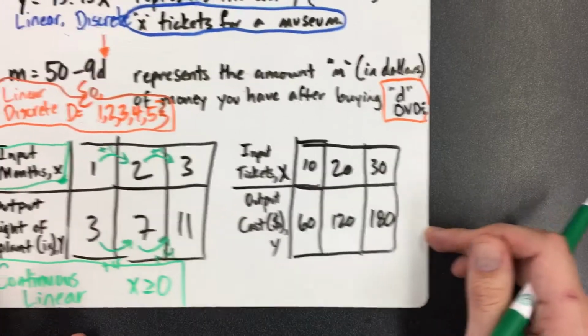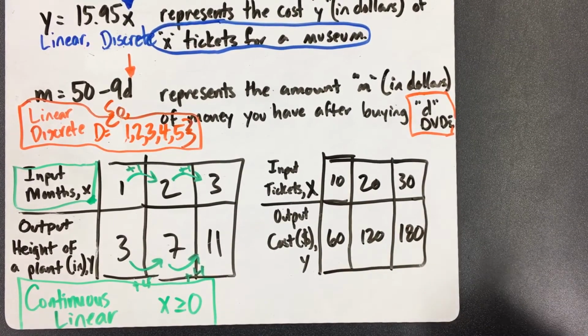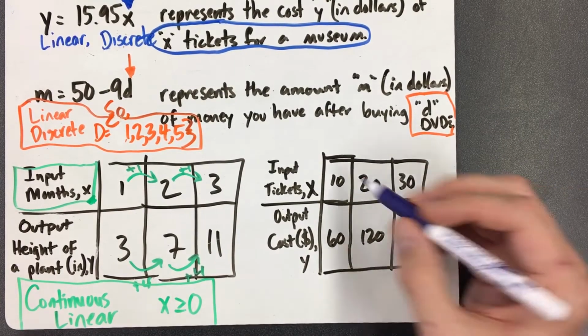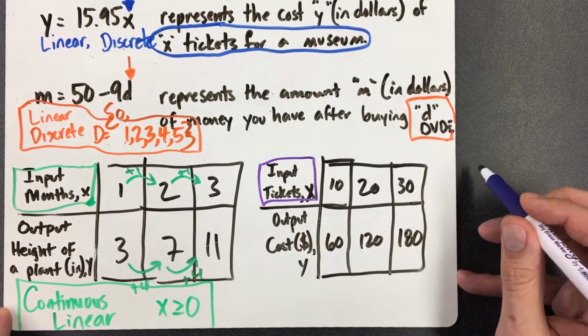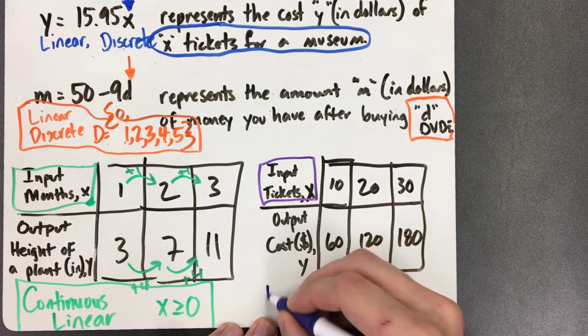And then the last one on this board, this is the number of tickets that you buy and how much it costs. And so once again, we are asking ourselves, is this continuous or discrete? Look at what your domain is. Your domain is the x value. The number of tickets. Can the number of tickets be a decimal? No.